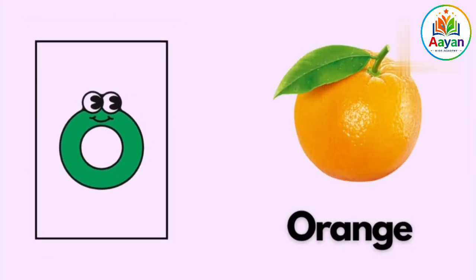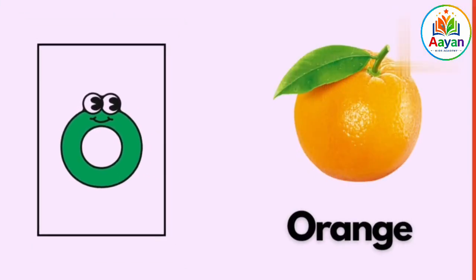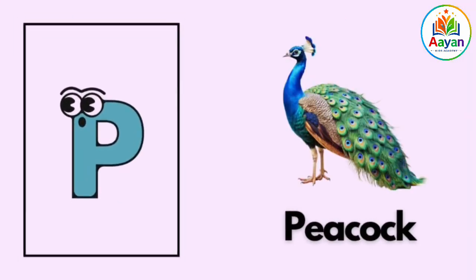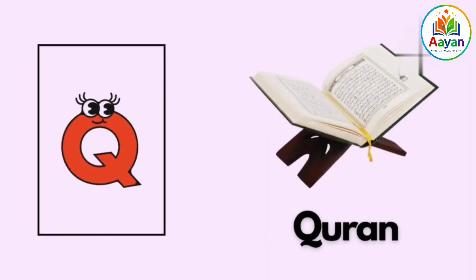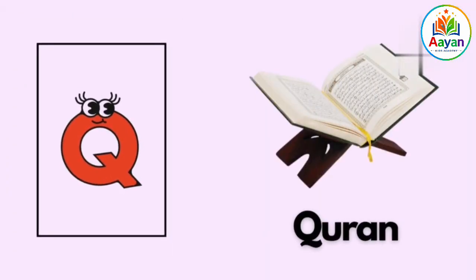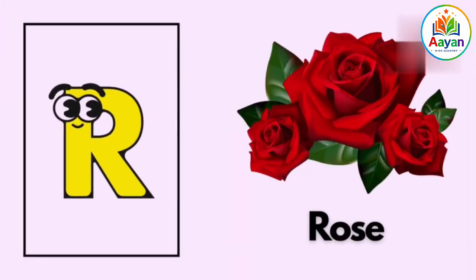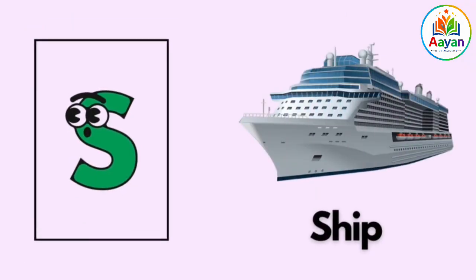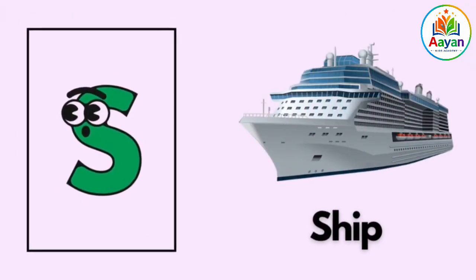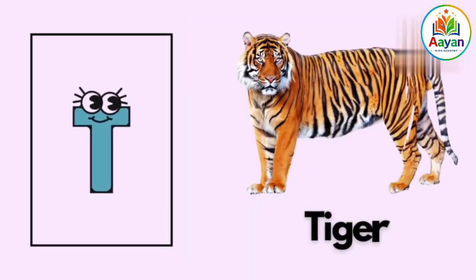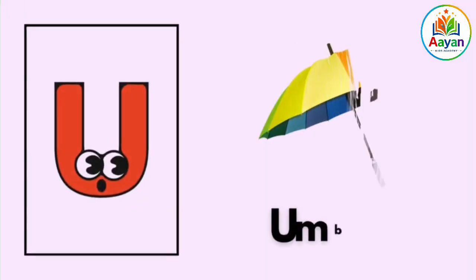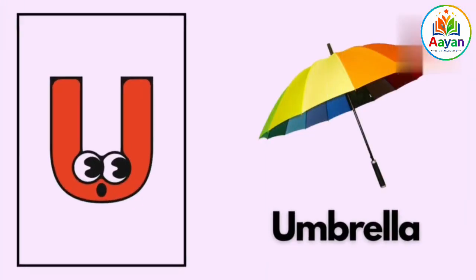O for orange. P for peacock. Q for Quran. R for rose. S for sheep. T for tiger. U for umbrella.